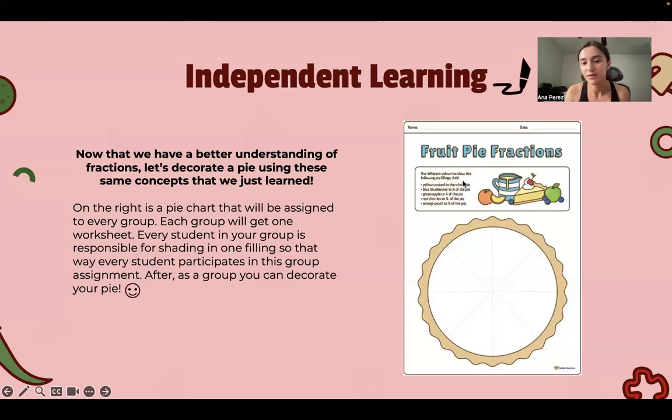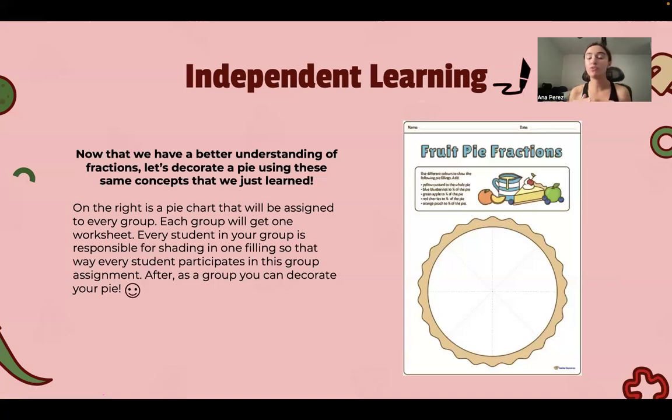As you see here, you have yellow custard to the whole pie, as we discussed, blueberries to 1/2 of the pie. So you are going to shade in 1/2. You get it? Green apple to 1/4. You are going to shade in 1/4 of the pie. So at the end, it's going to look like a beautifully decorated pie, okay, with different fillings.